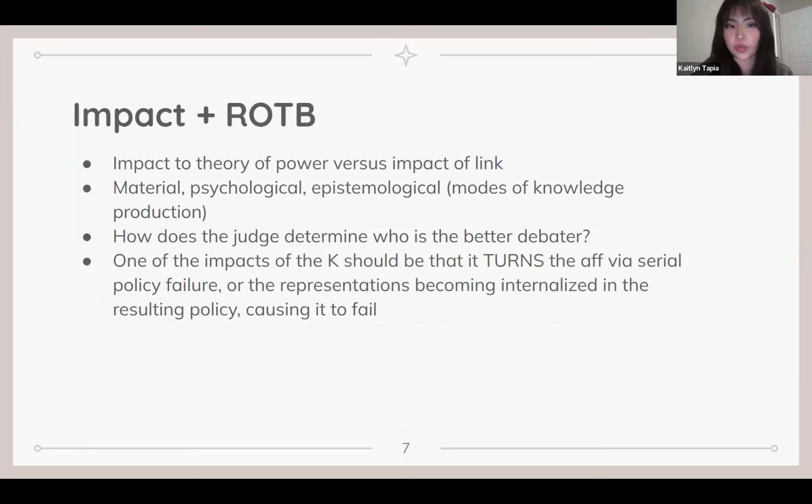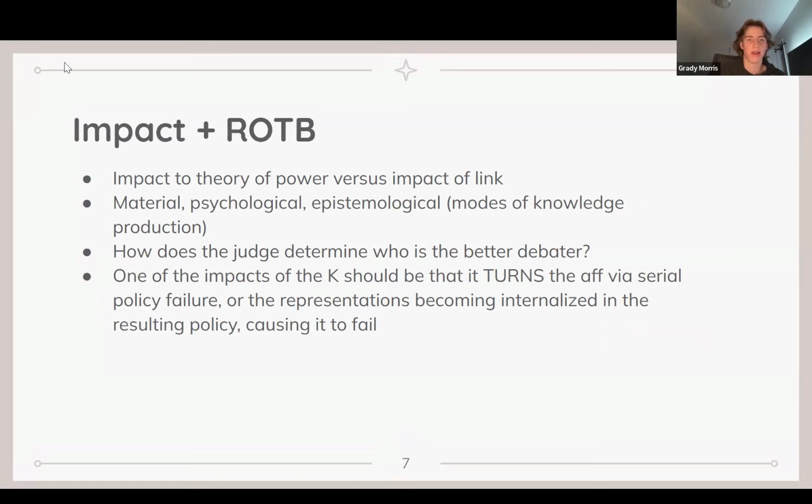Grady, do you want to do impact and roll the ballot? Yeah. So first, there is a delineation between the impact to a theory of power versus the impact of a link. And it's important that you understand that whenever you're actually giving something like a 2NR on the K.